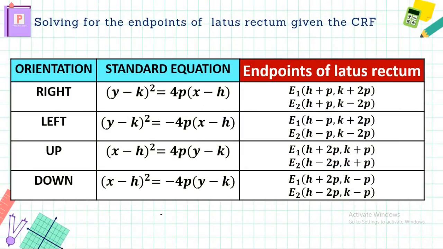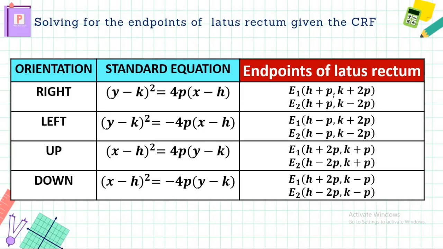Next, let's solve for the endpoints of the latus rectum. Given this formula, take note that there will always be 2 endpoints of the latus rectum. Therefore, per opening, there will also be 2 different formulas. So a parabola that opens to the right will have this formula: h plus p, comma, k plus 2p, then h plus p, comma, k minus 2p. So notice that the variables that you're seeing here are h, k, p, and 2p. So why do we have here the value of p? Remember that the endpoints of the latus rectum will be plotted starting from the focus.